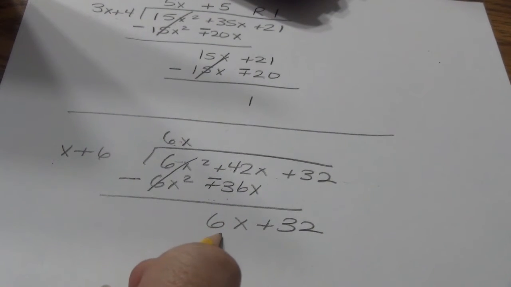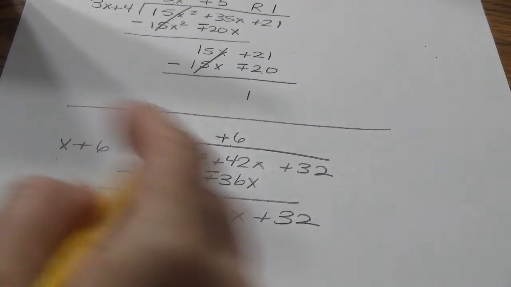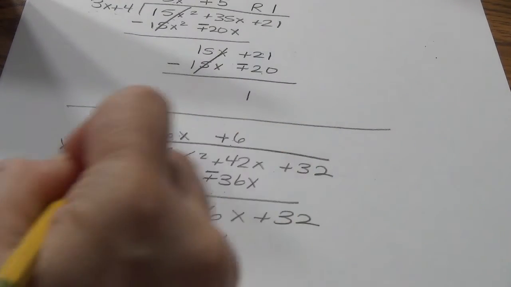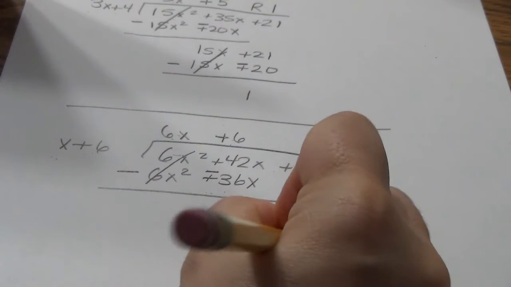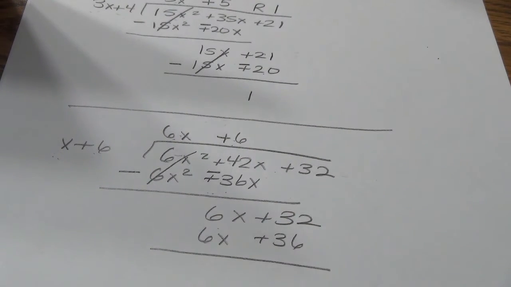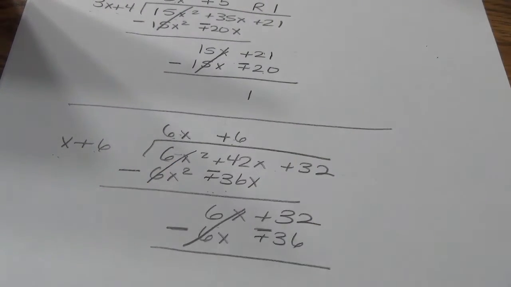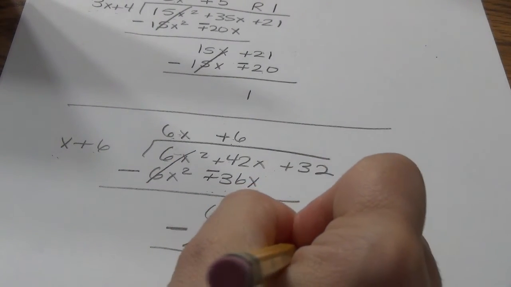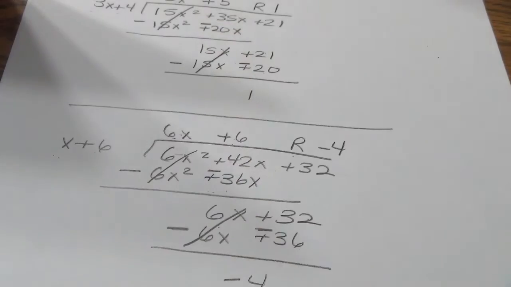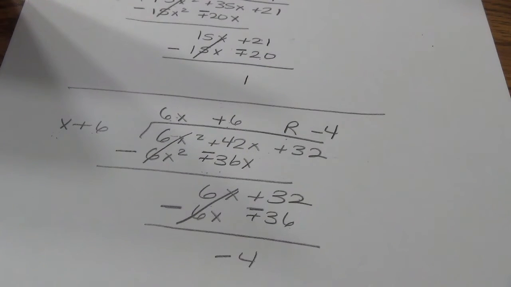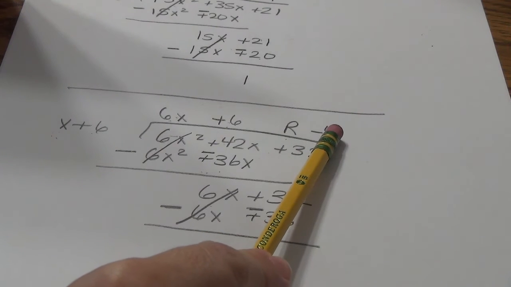What times x gives me 6x? Again, in this case, it's a positive 6, so I'm just going to bring down my plus 6. 6 times x is 6x. 6 times 6 is 36. And then I have to remember that I'm going to subtract. So make that negative and that negative. That cancels out. 32 minus 36 is negative 4. So my remainder should be negative 4. So 32 minus 36 gave me that negative 4, which is my remainder.